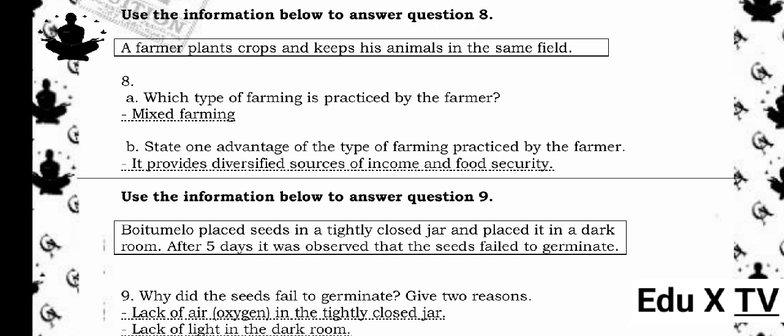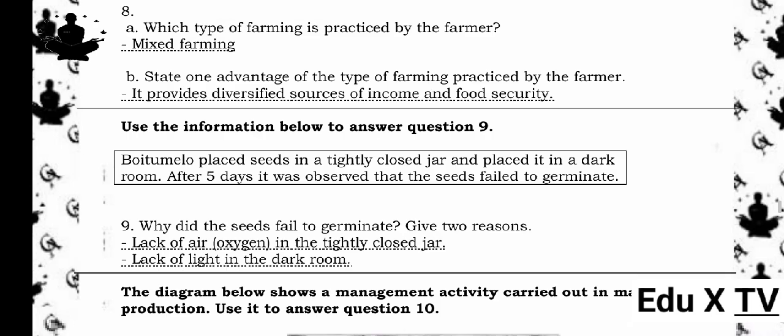A farmer plants crops and keeps his animals in the same field. 8. A. Which type of farming is practiced by the farmer? Mixed farming. B. State one advantage of the type of farming practiced by the farmer. It provides diversified sources of income and food security. Use the information below to answer question 9.